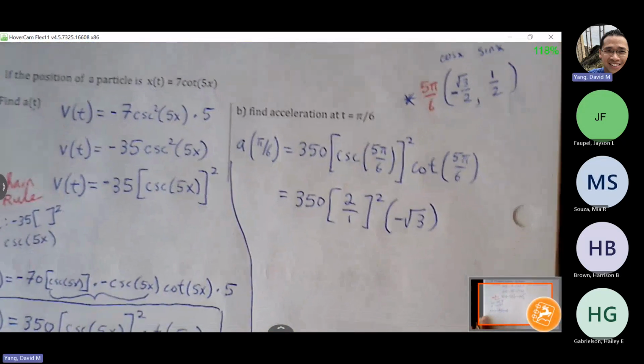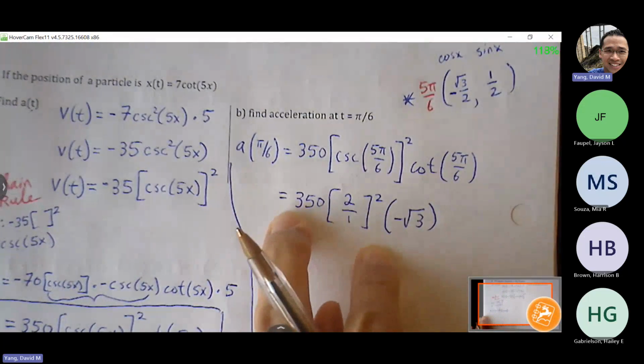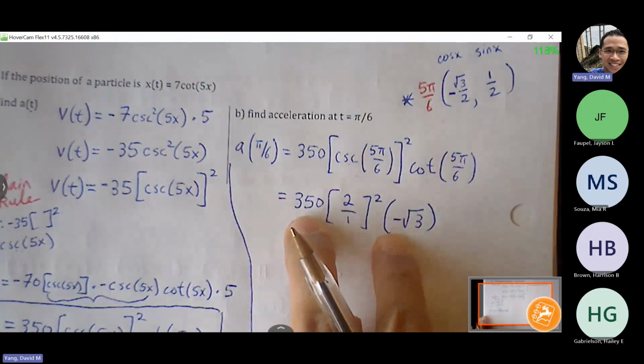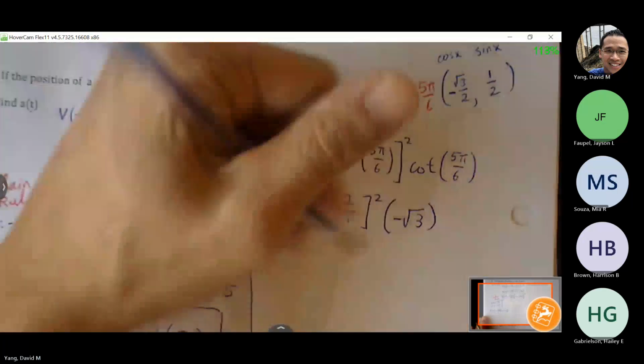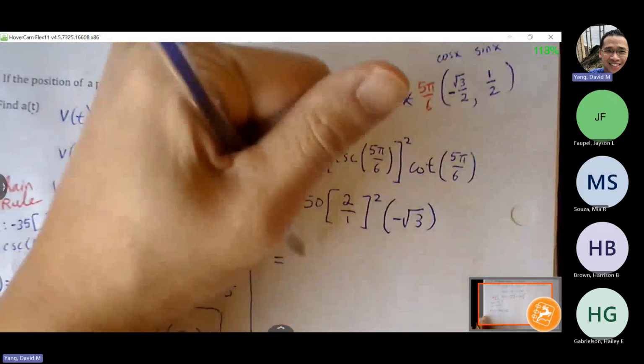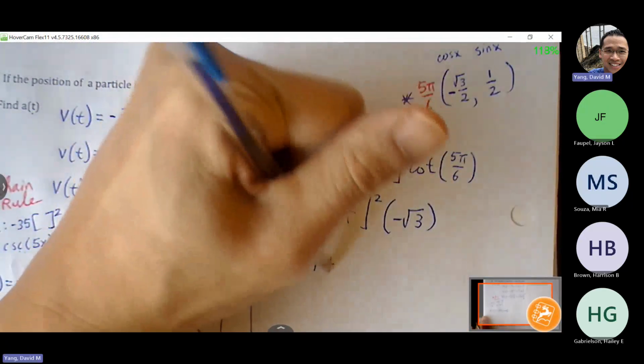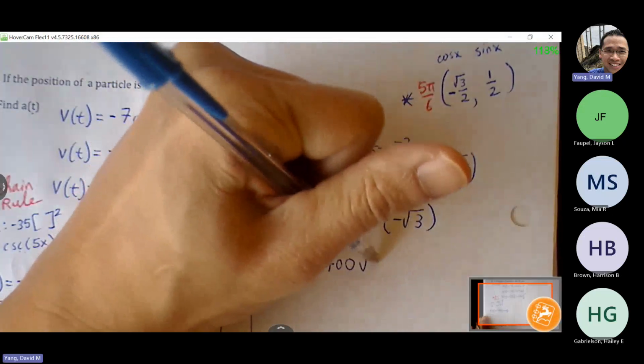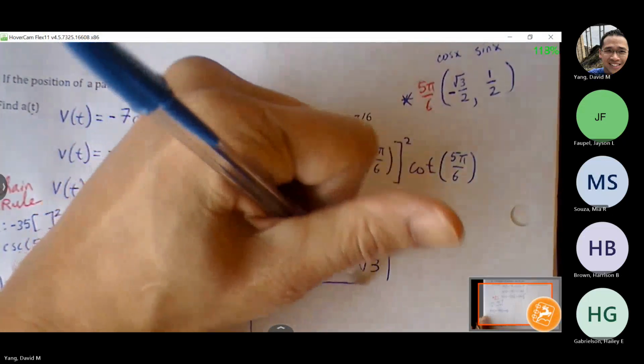Now, if you left your answer like this, because this is such a large number, you want to multiply it out, that's fine. But you just have to get it down to this stage. Okay. But we're going to multiply this out here. We get -1400 over 3. This is my acceleration.